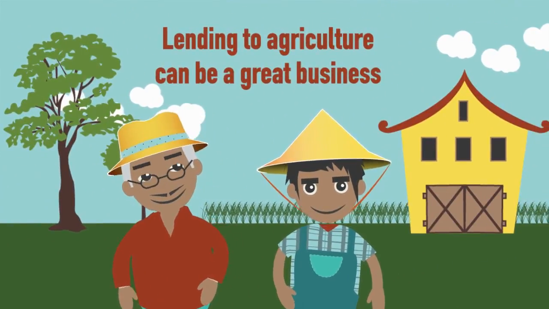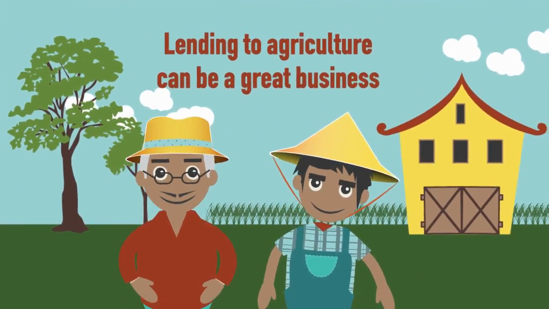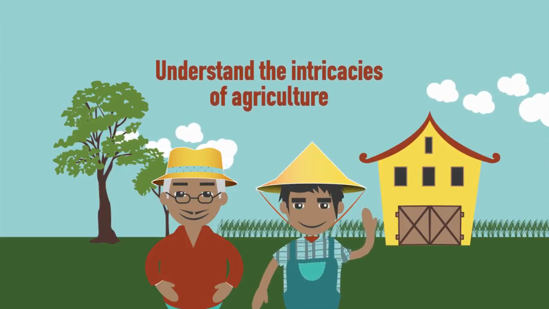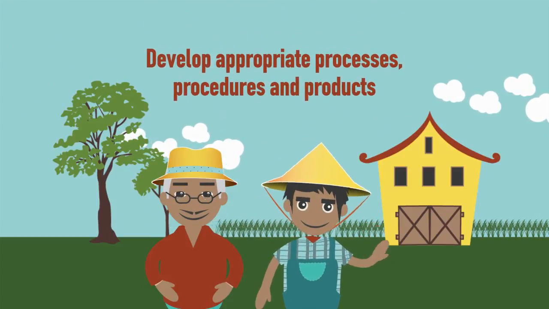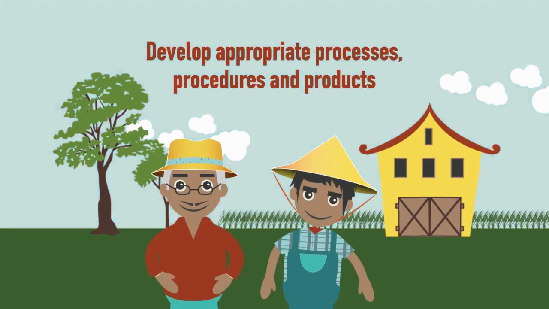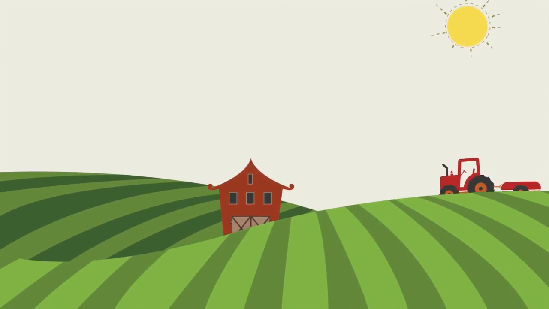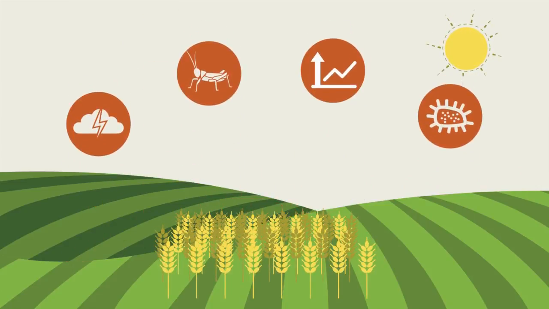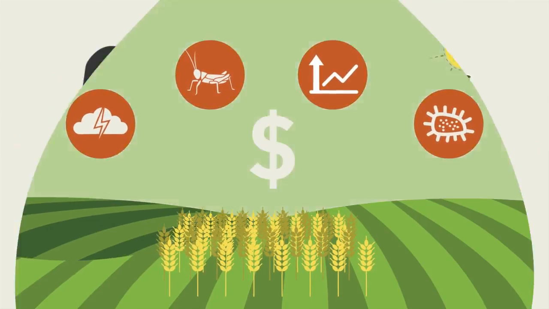Lending to agriculture can be a great business, but it requires banks to understand the intricacies of agriculture and to develop appropriate processes, procedures, and products. This will ensure that lending is undertaken in a way that effectively takes into account agriculture-specific risks for the good of everyone.